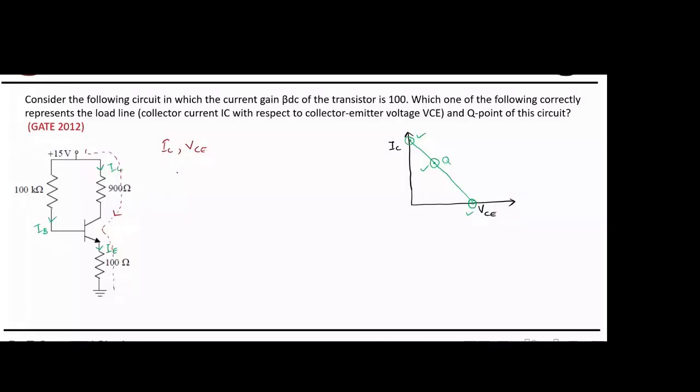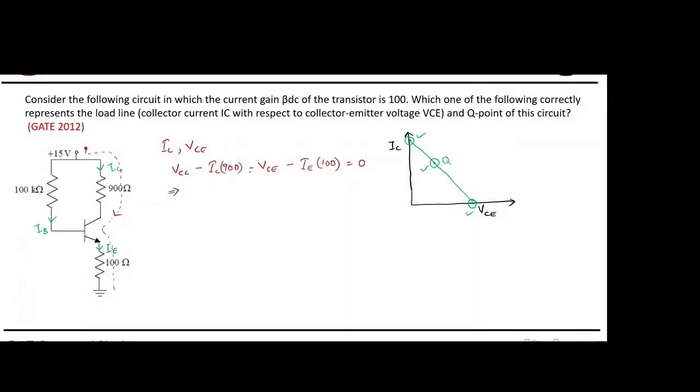We can start from here, right? So it is VCC minus IC 900 minus VCE minus IE 100. VCC is 15 volt, but for now I'm just writing the symbol. Fine. Yes or no? Yes, sir.